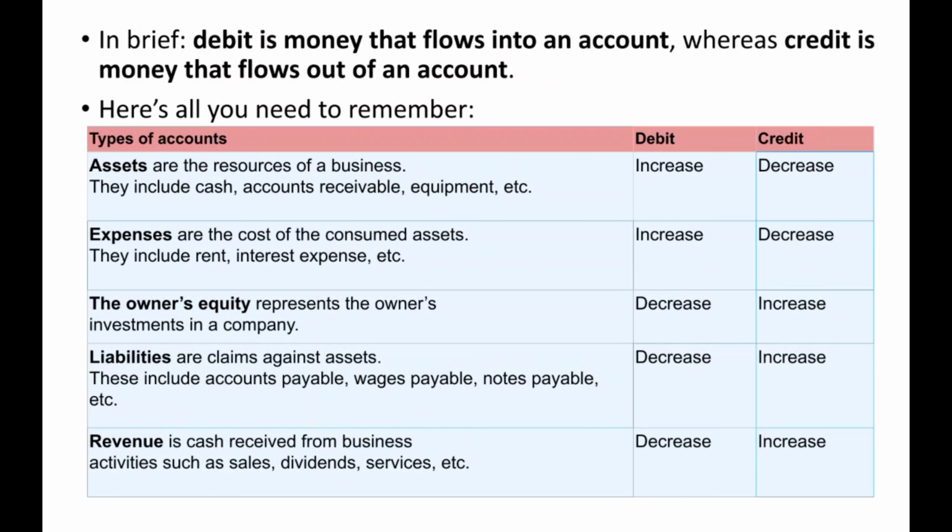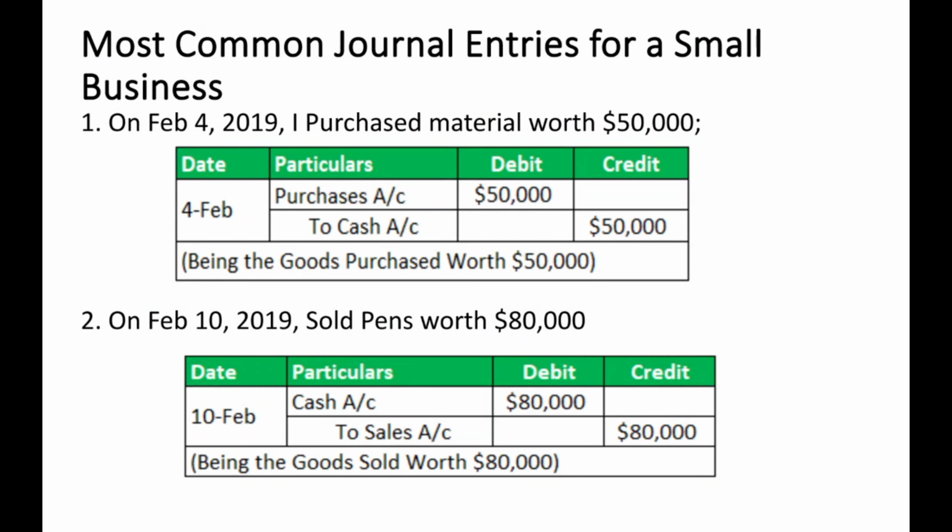And the fifth one, revenue. Revenue is cash received from business activities such as sales, dividends, and services. When revenue decreases, it comes under debit; when revenue increases, it comes under credit. Now we will see some of the most common journal entries for small businesses, with examples.